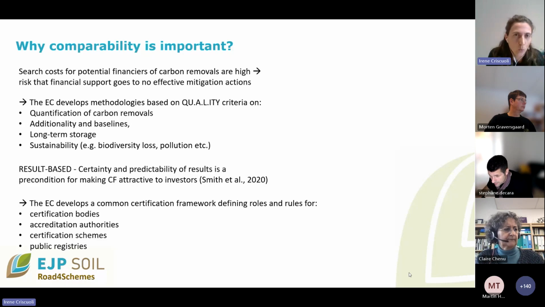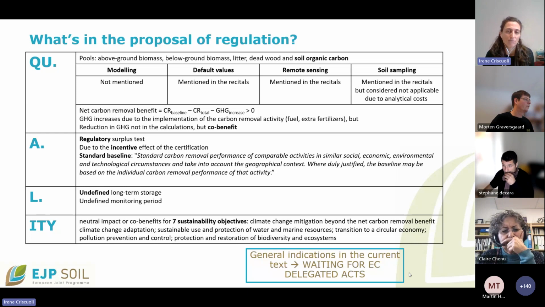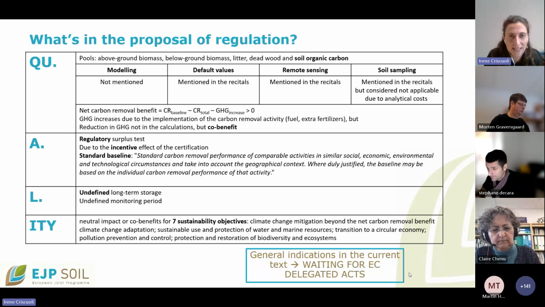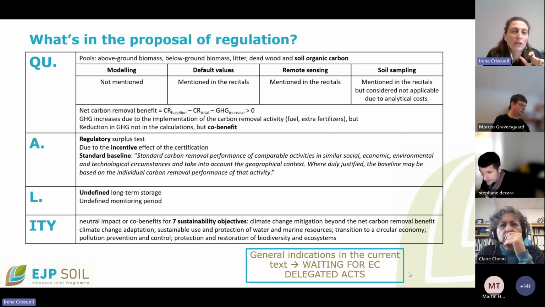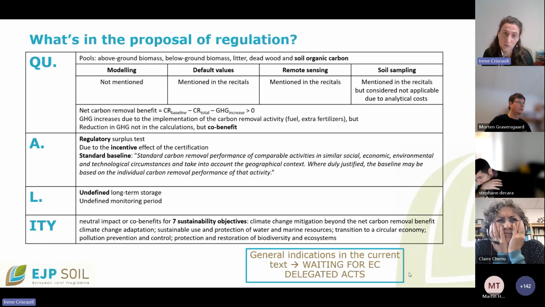But let's understand what quality means. Inside the regulation, these quality criteria are at the moment developed just with general indications. For a deeper insight, we have to wait for the delegated acts that will be released by the European Commission only after the regulation is approved. So we still have to wait a few months.